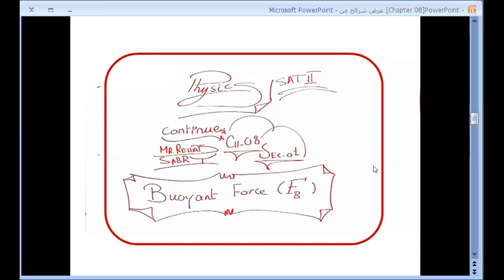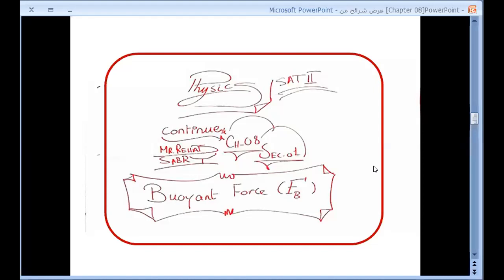Number two, is it an upward force or a downward force? It's an upward force. Excellent. Is it always upward? Yes, it's always upward. Can someone tell me another force that's always downward? Yes, it's the weight. The weight is always downward.